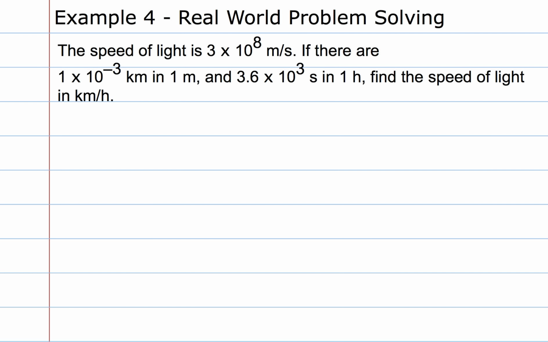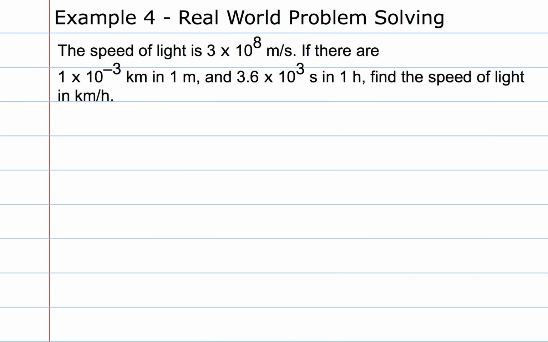Example 4, real-world problem solving. The speed of light is 3 times 10 to the 8th meters per second. If there are 1 times 10 to the negative 3rd kilometers in 1 meter and 3.6 times 10 to the 3rd seconds in 1 hour, find the speed of light in kilometers per hour.